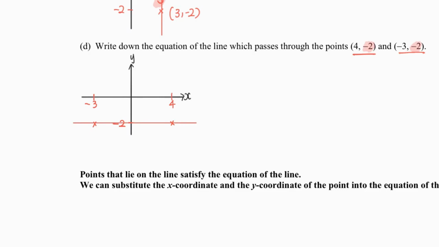Okay, accurate already. And do you realize that this happens to be a horizontal line? And we all know, for a horizontal line, all the points, in this case, y equals to negative 2.